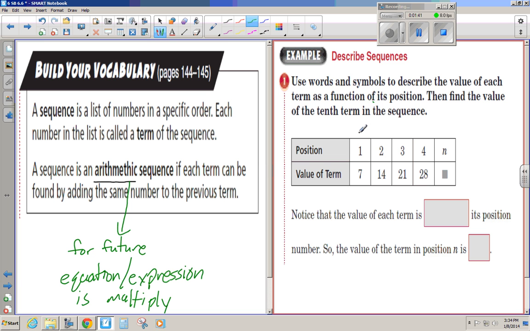function of its position. Then find the value of the 10th term in the sequence. So 7 plus 7 plus 7 plus 7. Okay? Every single time you're adding 7 to the value of the term.